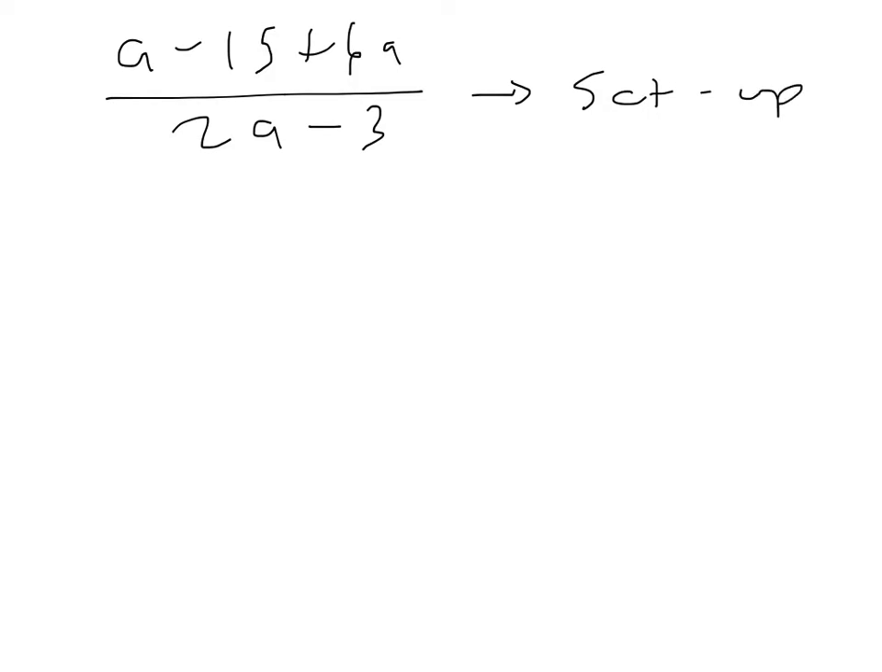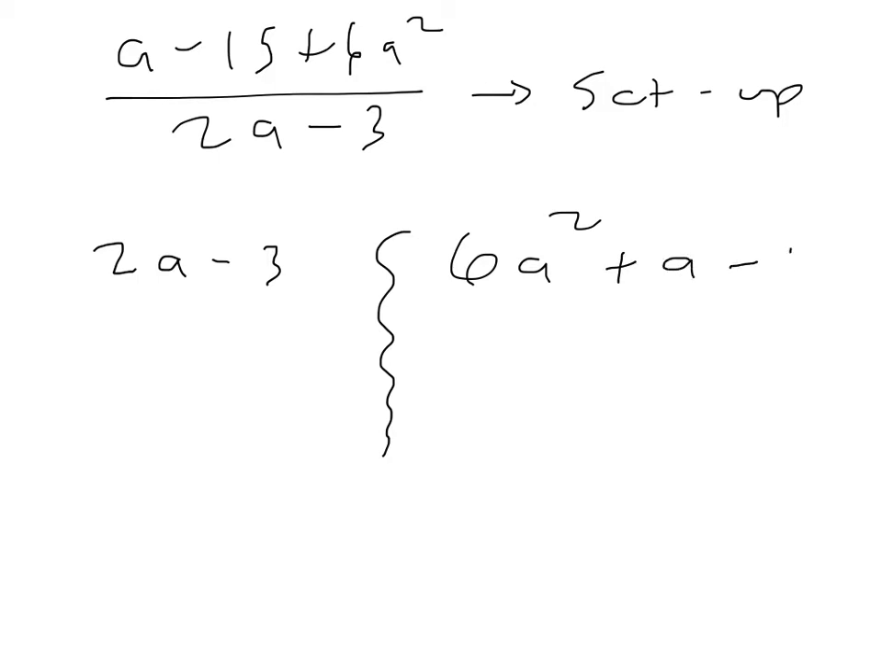So the setup for synthetic division is kind of similar to the setup for long division. We want to start by putting both the numerator and denominator in descending order. So the denominator is 2a minus 3, and the numerator 6a squared plus 1a minus 15. Remember to put in any necessary zero coefficients so that both parts go in descending order from the largest exponent all the way down to a constant.